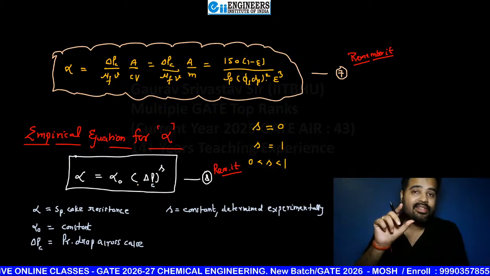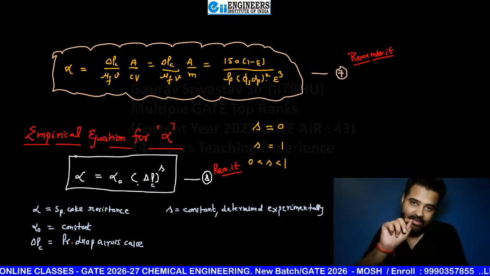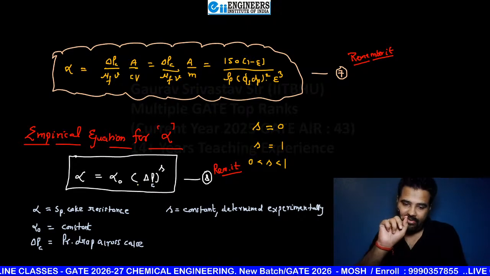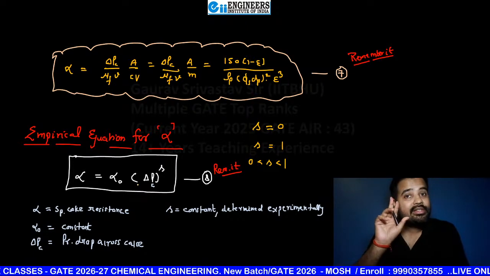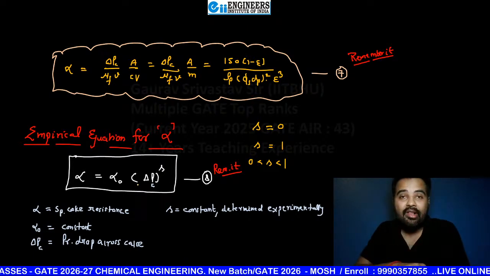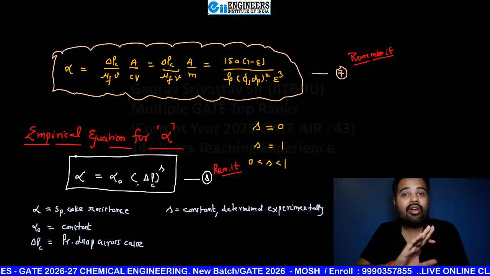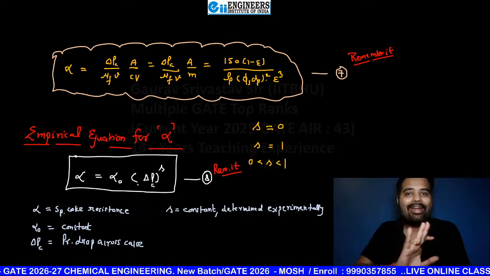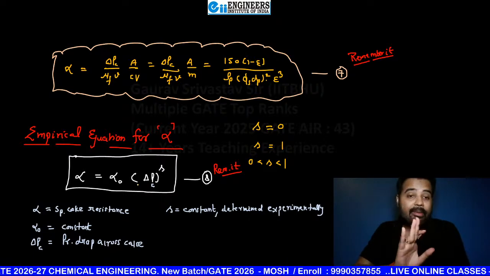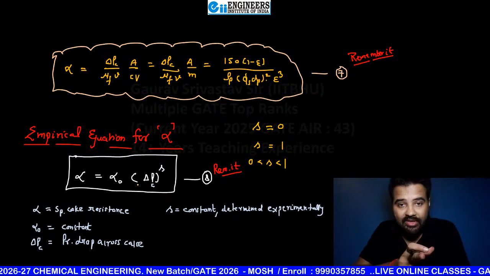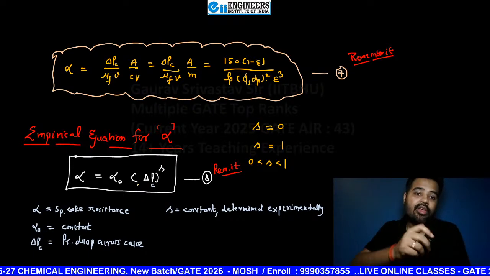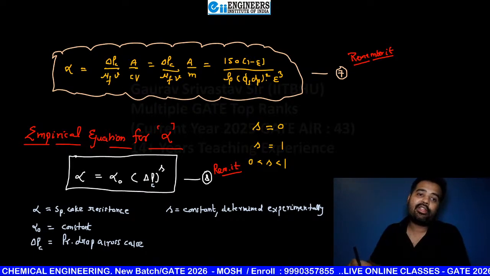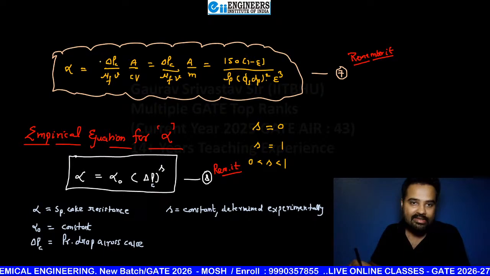With respect to time, cake thickness increases, delta PC increases. Delta PC increases, alpha also increases. That is specific cake resistance. So the specific cake resistance is not a constant value. It will depend upon delta PC. You can see with the help of this equation that alpha is proportional to this delta PC.